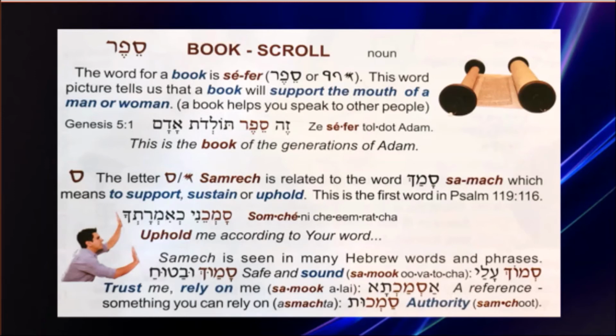Safe and sound, samukh. Trust me or rely on me, samukh, a reference to something you can rely on. Samchut, testing my Hebrew pronunciation here. Samchut means authority. So we see trust, rely on, and the word authority are also words with the letter Samekh in it.